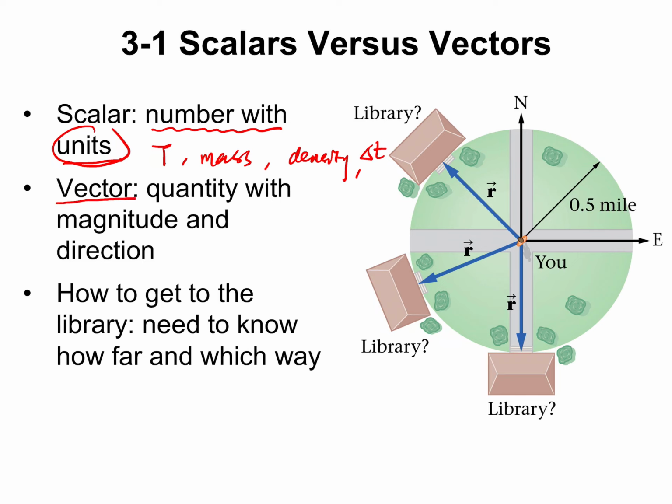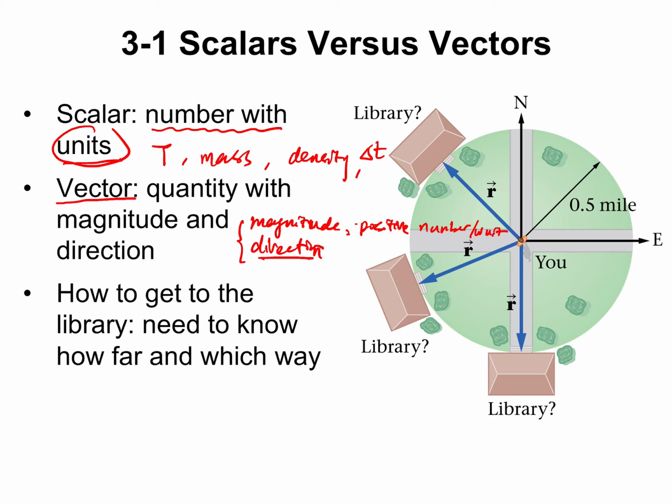Another kind of physical quantity is called a vector. So what is a vector? A vector always comes with two components, magnitude and direction. You always have those two components. Magnitude is a positive number, remember, with a unit. Direction tells you which direction it's going. So a vector has a direction.